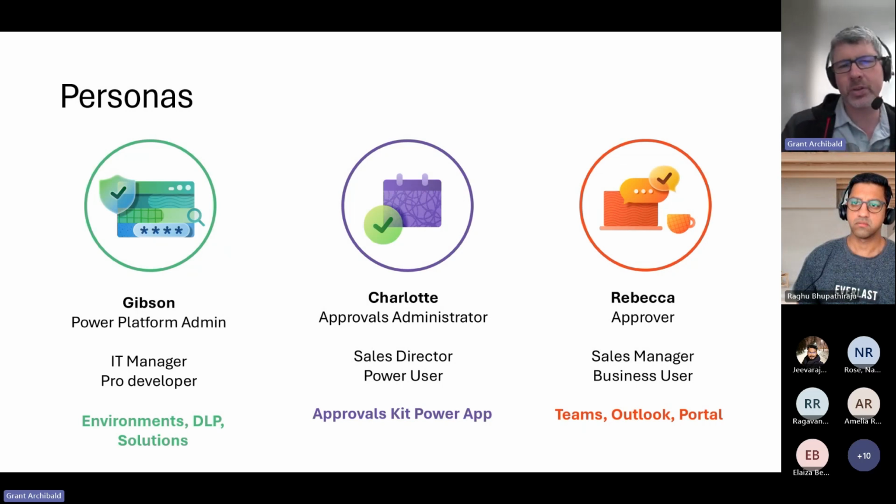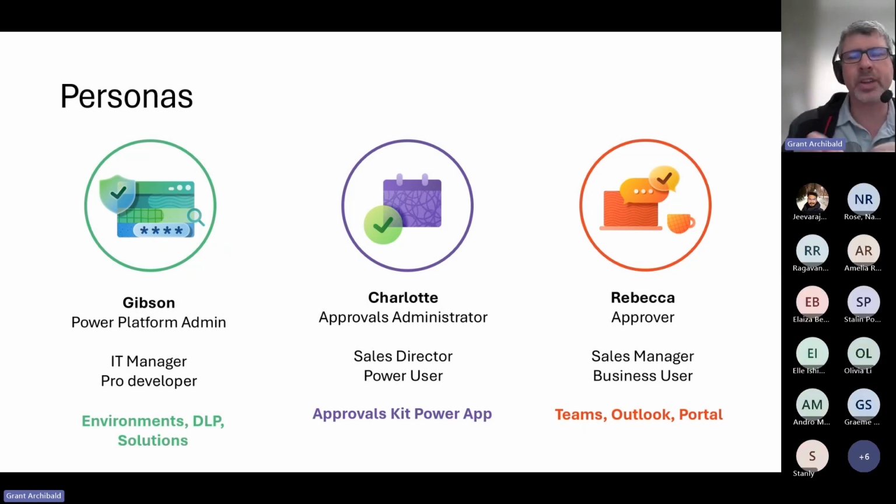And then they've got the third persona, Rebecca, who is more somebody that just wants to go make an approval. They want to use Teams or Outlook or the Power Automate portal, but they don't need to look at the machinery of how that works. They just want to get an approval and make a decision.